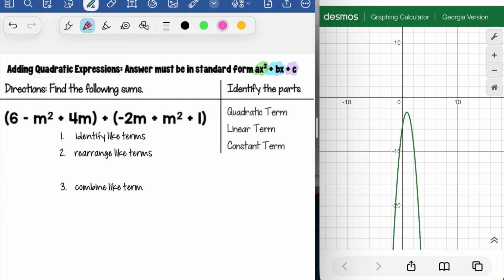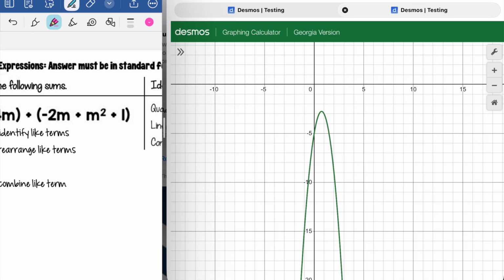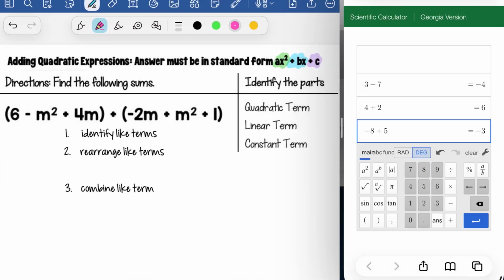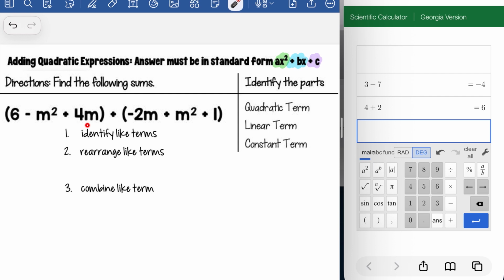Let's look at another one. All right, so our second example has 6 minus m squared plus 4m plus negative 2m plus m squared plus 1. So you might say, Miss Carter, this isn't a quadratic because it's not written in standard form. Well, it is a quadratic because my highest exponent is a square.